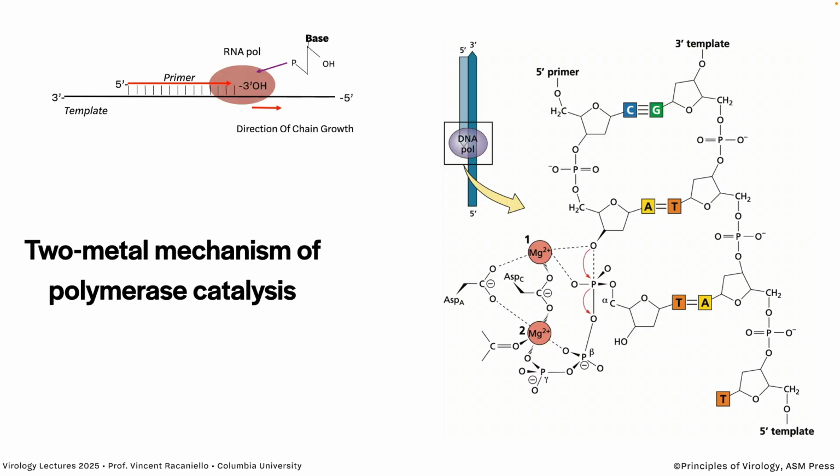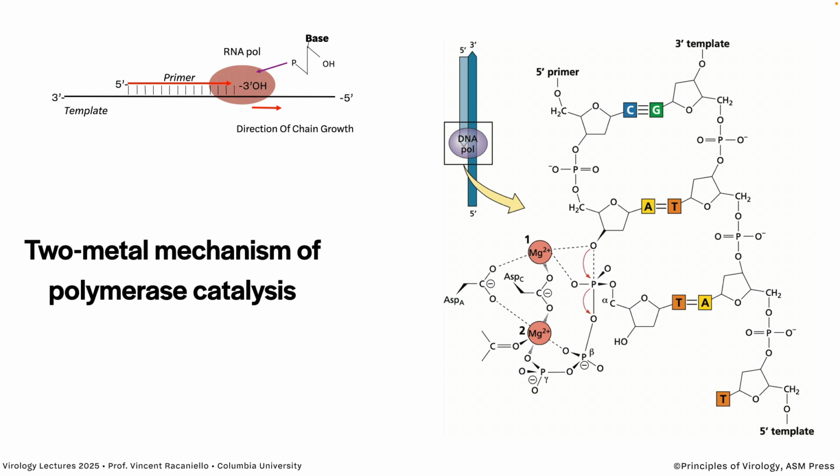Now, the way you make RNA is by what is called a two-metal mechanism of catalysis. This is really metal, this process. Maybe not all of you get that, right? It's great. This is actually the same that happens with DNA. So I'm going to go through it with you.